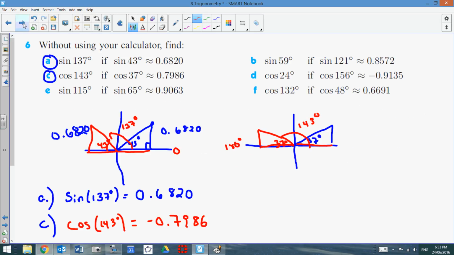All right, so take a look and see if you guys can work through some of these in section 8C.